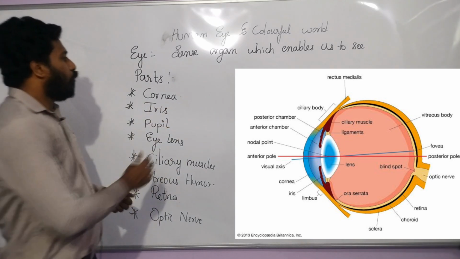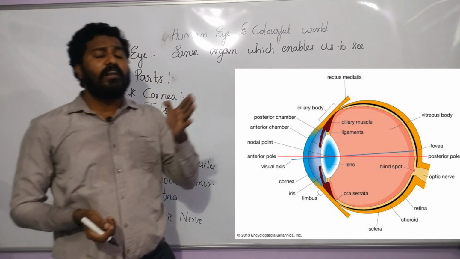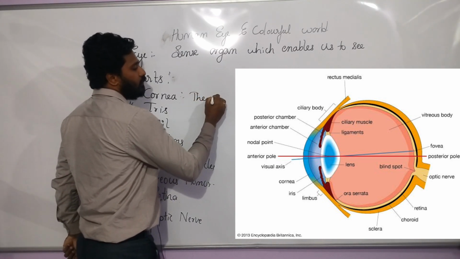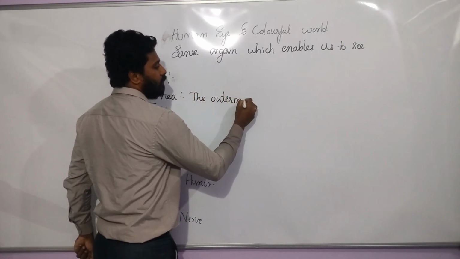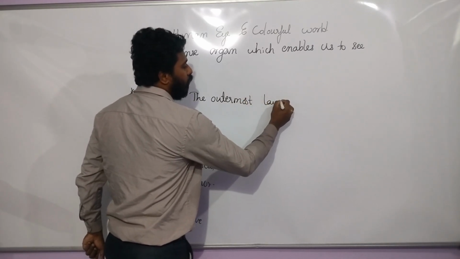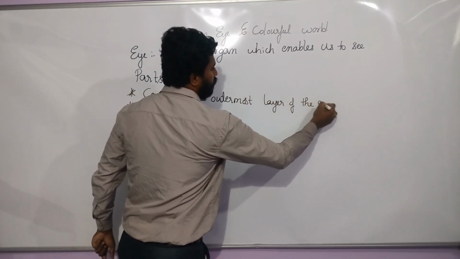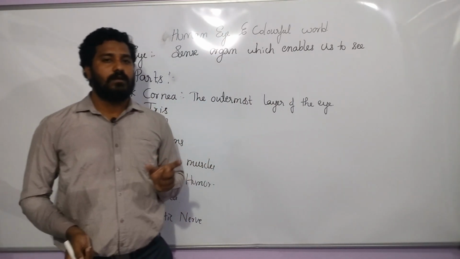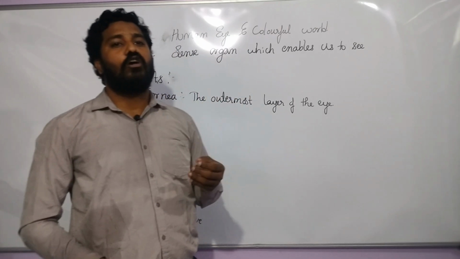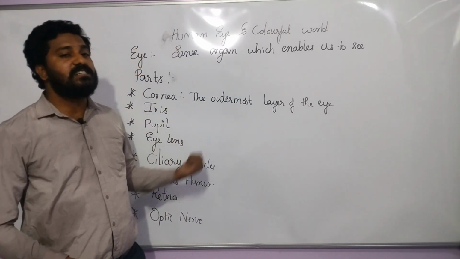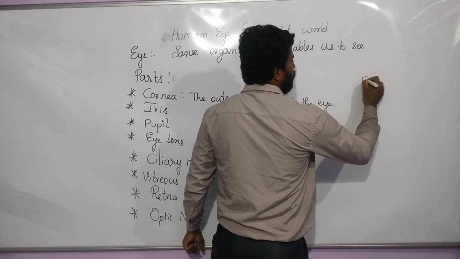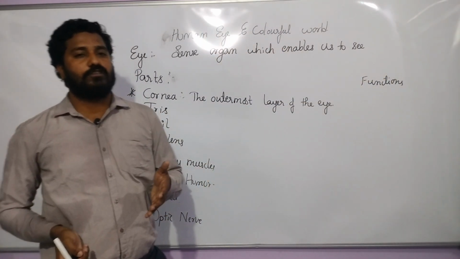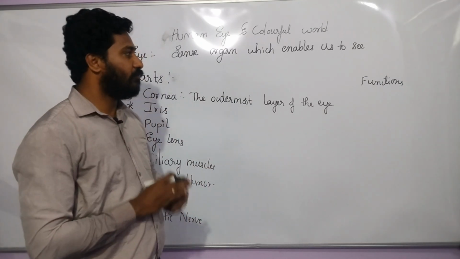Let's begin. What is a cornea? The outermost layer of the eye is called cornea. If they ask what cornea is, you have to just give a one word answer. And what are its functions? Functions are very important, they will ask you for 1 mark and MCQs. You have to concentrate on functions also.